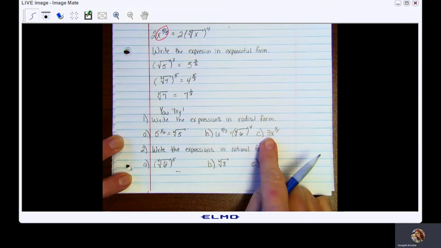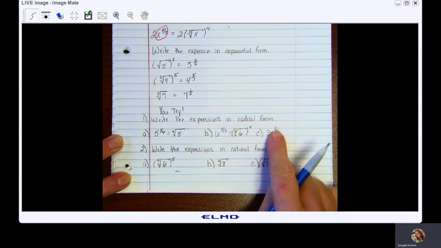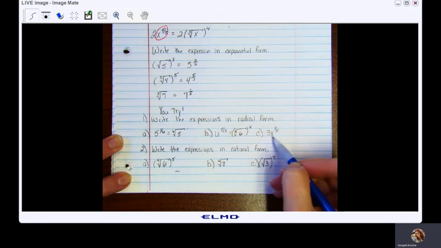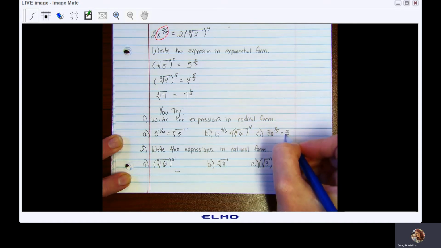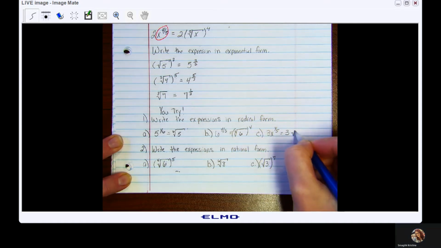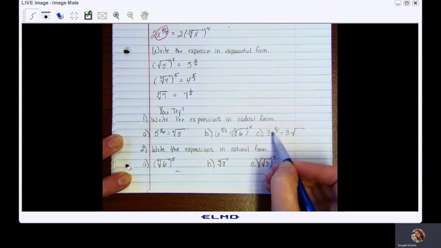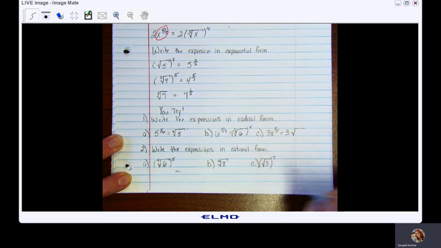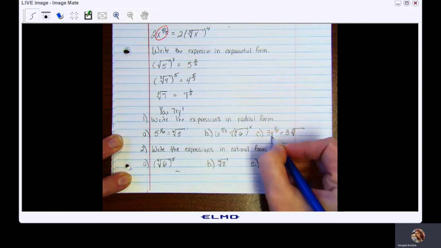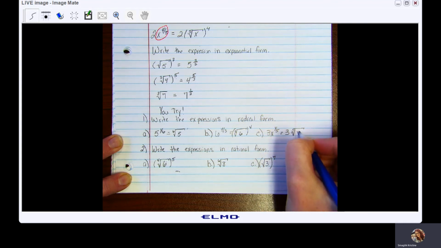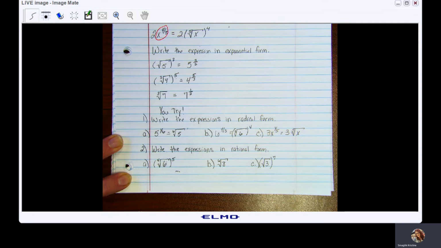And now here again, notice this 1/5 belongs to the x. It is not distributed to the 3. So the 3 is going to hang out on the outside. Draw your radical. I have an exponent of 1, don't need to put it. My root is 5, and my base here was x. So this is 3 times the 5th root of x.